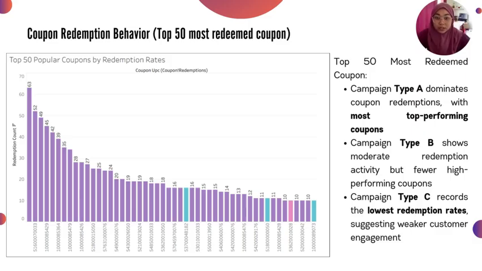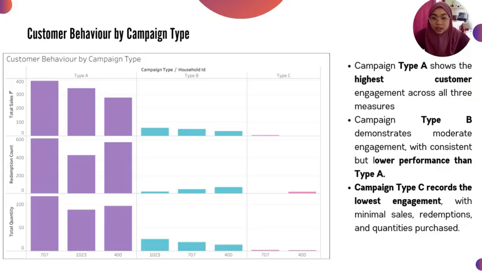For the next chart, we present the top 50 most redeemed coupons. The highest coupon achieved 63 redemptions, showing that certain promotions strongly influence customer behavior. Most of the highest performing coupons belong to campaign type A, indicating its effectiveness in engaging customers, while campaign type C has the lowest redemption rate. Overall, campaign type A is the most successful in driving coupon usage. This chart compares customer behavior across campaign types using total sales, coupon redemption, and quantity purchased. Campaign type A consistently records the highest values across all metrics, showing strong customer engagement, while campaign type B performed moderately, followed by campaign type C, which shows minimal impact.